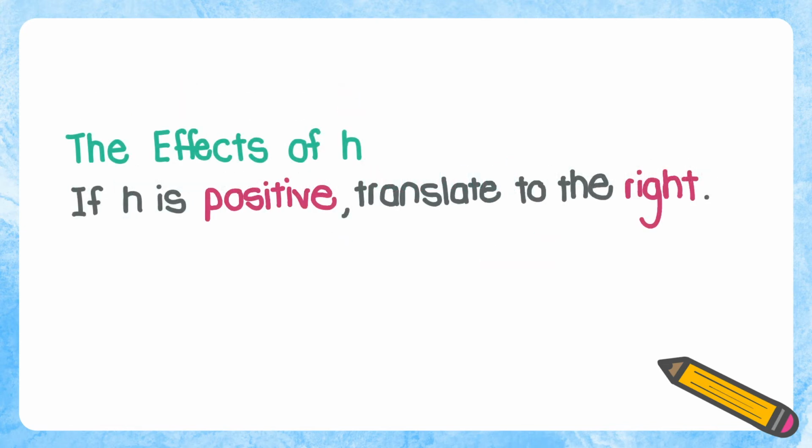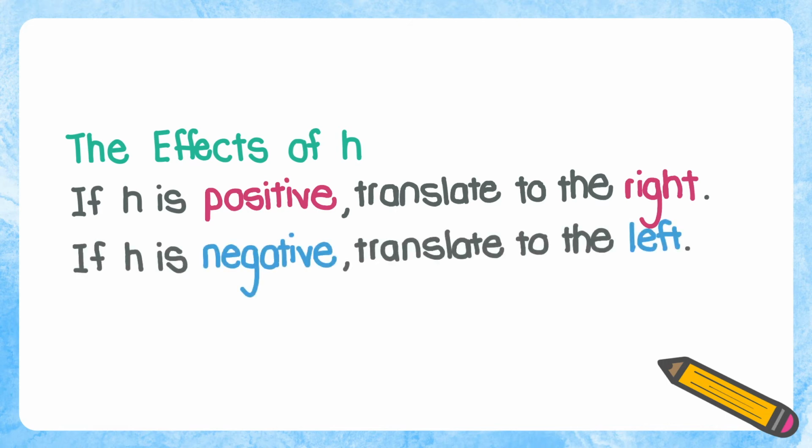So if h is positive, translate your function to the right. You will move to the right if h is positive. And if h is negative, you will translate to the left. You will move to the left if h is negative. Using this information, let's take a look at a few examples.